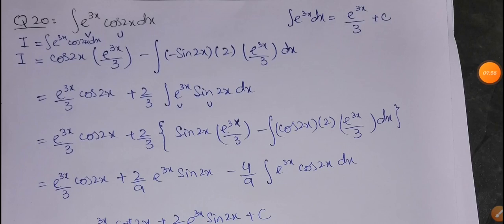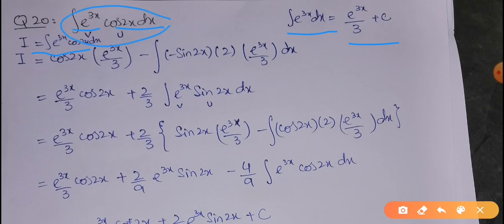Next we have question number 20, integral of e raised to the power 3x cos 2x. So let's suppose I is equal to the integral of e power 3x cos 2x. Why we are going to choose it to be I, this will be clear to you at the end of the question. So e power 3x dx, the integral of e power 3x is going to be e power 3x over 3 plus some constant c.